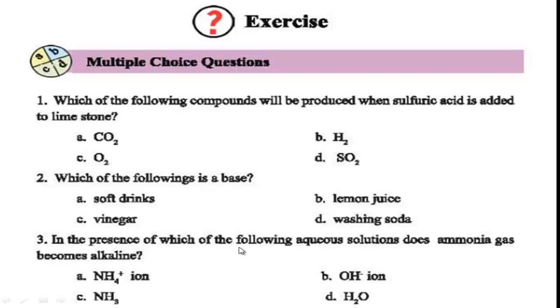In the presence of which of the following aqueous solutions does ammonia gas become alkaline? So the aqueous solution of ammonia gas is actually ammonium hydroxide solution, and you know that it becomes alkaline for the presence of hydroxyl ion.